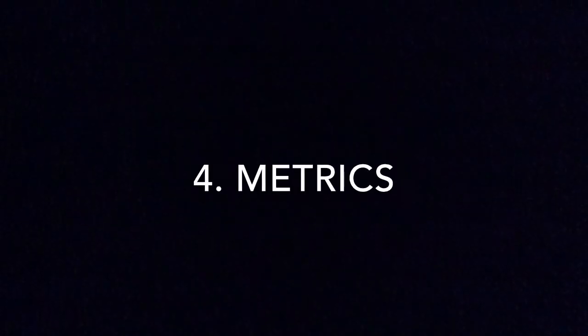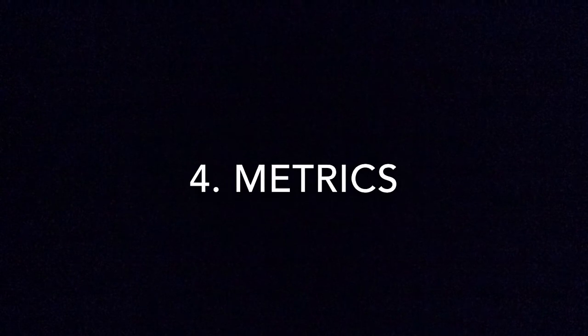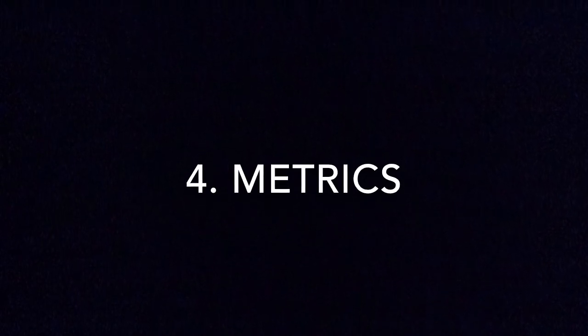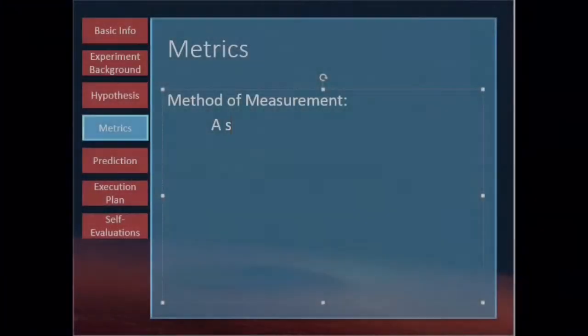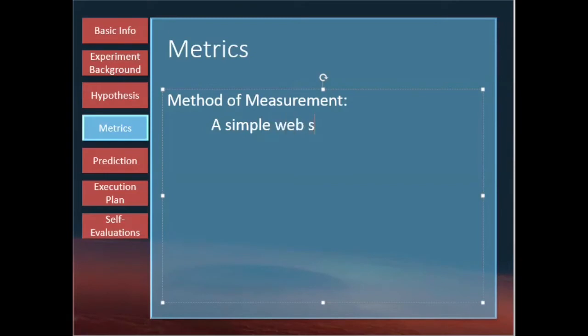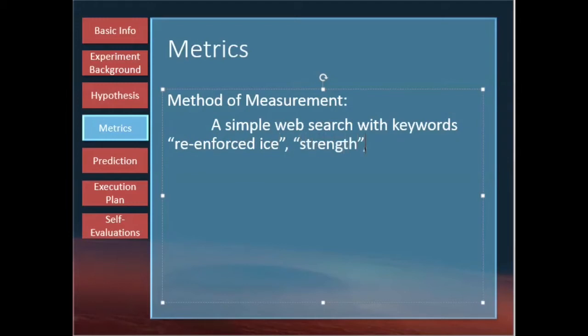Moving on to the next section, the metrics section. Here, I must define how I will make the actual observation or the actual measurement of the parts of my hypothesis. At this level of experiment design, I want to first find out if someone else has already done a similar experiment. I could, for example, ask my friends or professors or other experts, or search the web.